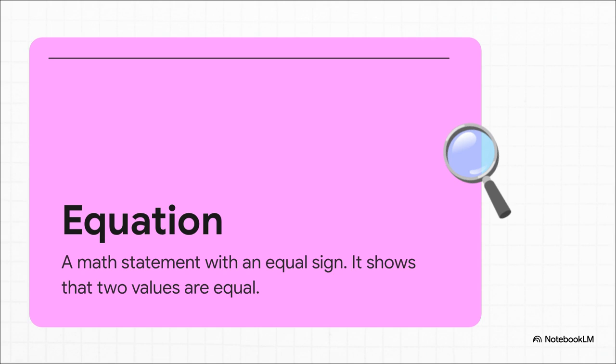And then you've got the equation. This is the battle. An equation is a full-on mathematical statement. It uses that super important equal sign to say, hey, this thing on the left is perfectly balanced with this thing on the right. It's a complete thought, like 4x minus 7 equals 9. It throws down a challenge that needs to be solved, a battle that needs to be won.